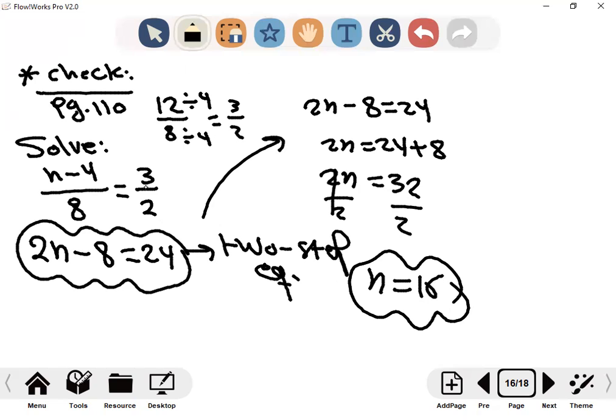This is the check, page 110. Write with the steps, guys. Don't write just the final answer. Write the steps, please.